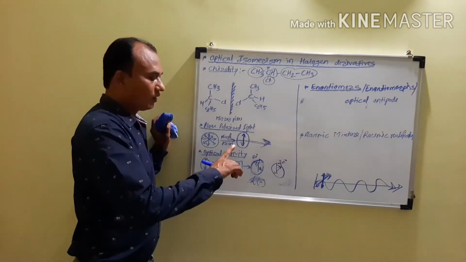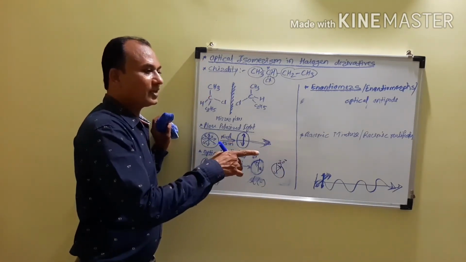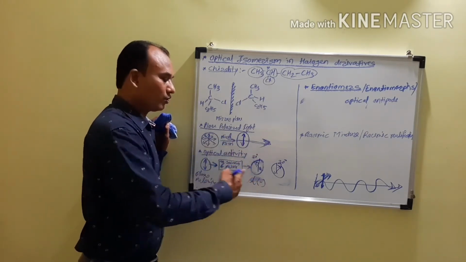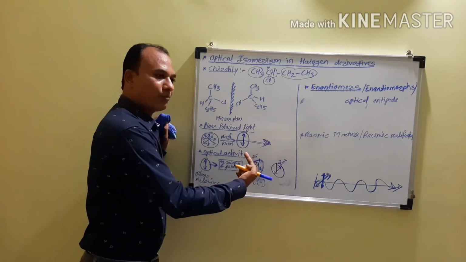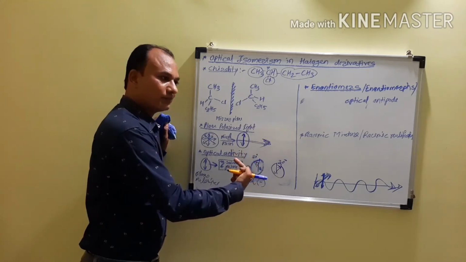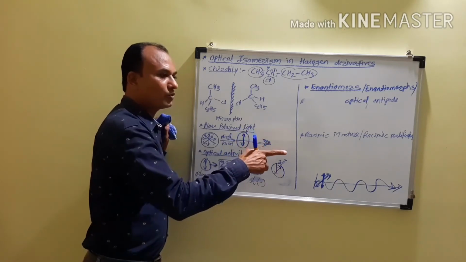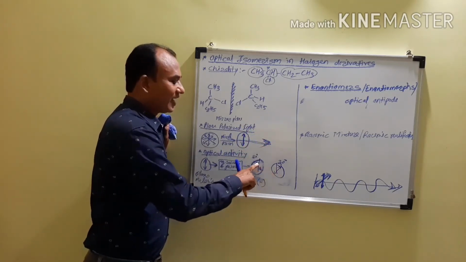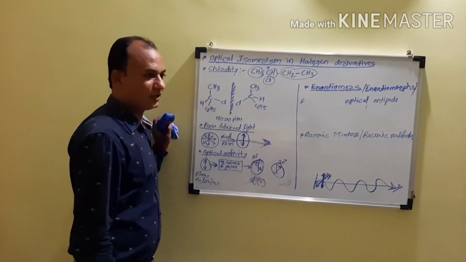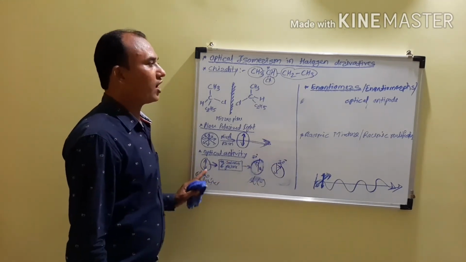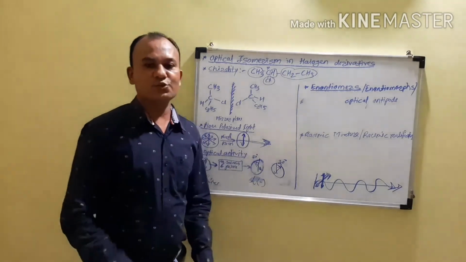Now the rotation is in the opposite direction. The first isomer rotates the plane of plane polarized light towards the left, and the second isomer rotates the plane of plane polarized light towards the right, but the angle of rotation is the same, it is 30 degrees. It means the magnitude will be the same. Then such isomers are called the enantiomers.